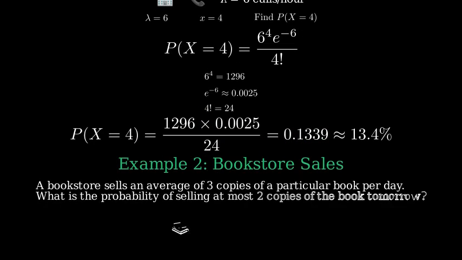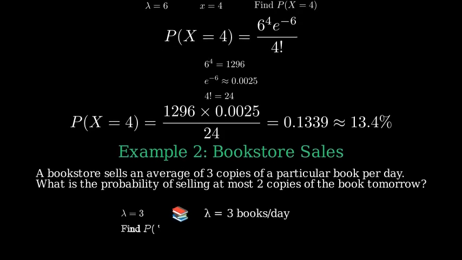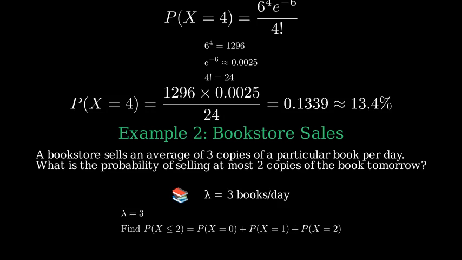Example 2. A bookstore sells an average of 3 copies of a particular book per day. What is the probability of selling at most 2 copies of the book tomorrow? Here, lambda equals 3, and we want to find P(x less than or equal to 2), which equals P(x equals 0) plus P(x equals 1) plus P(x equals 2).